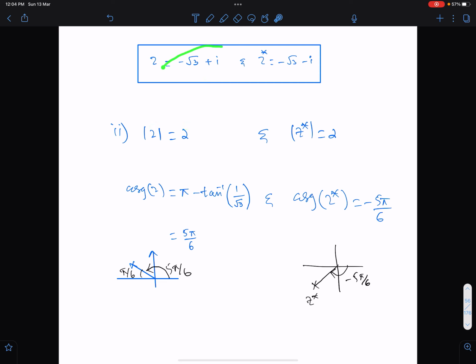Argument of this complex number. This complex number is in the second quadrant, therefore its argument must be pi minus alpha, and alpha is tan inverse 1 upon root 3. So the answer is 5 pi by 6. And the argument of its conjugate must be minus 5 pi by 6, because z star is the reflection of z in the real axis. This is here.